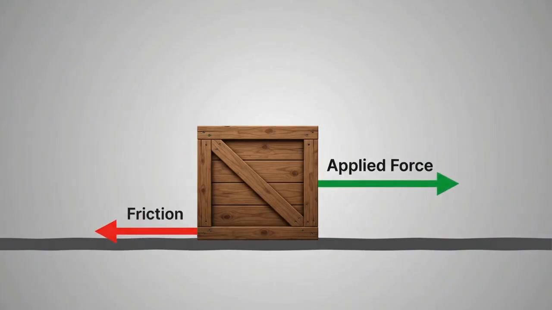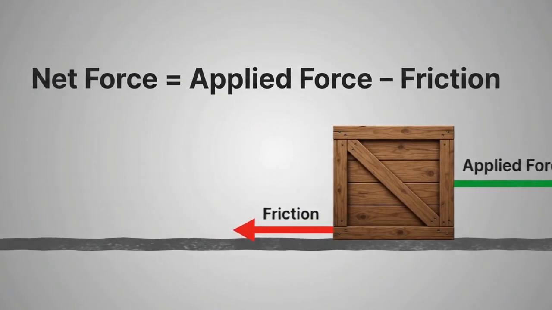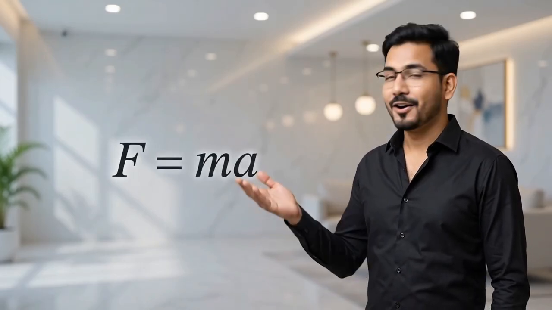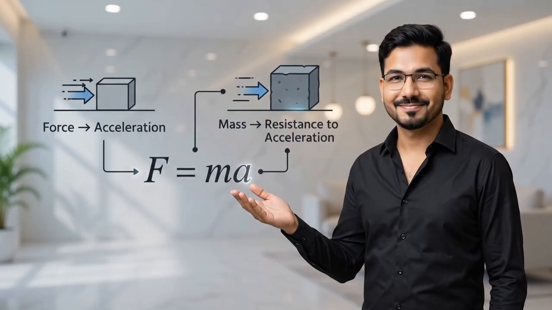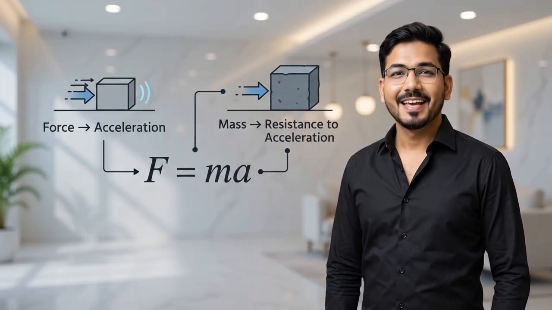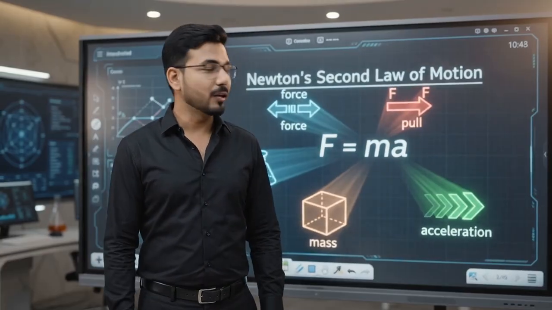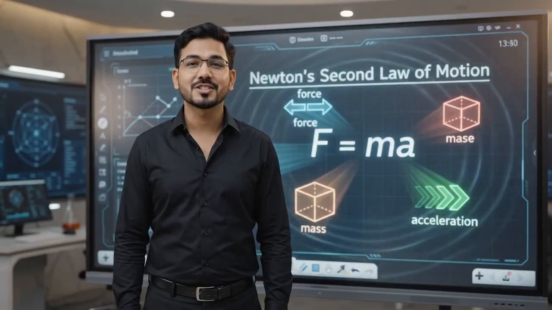Remember that acceleration depends on net force, so opposing forces such as friction must also be considered. Newton's second law connects 3 important quantities: force, mass, and acceleration. Newton's second law tells us that net force equals mass multiplied by acceleration. This explains how forces change motion.